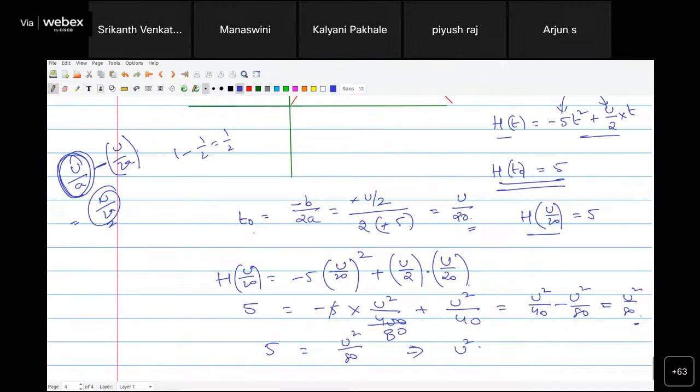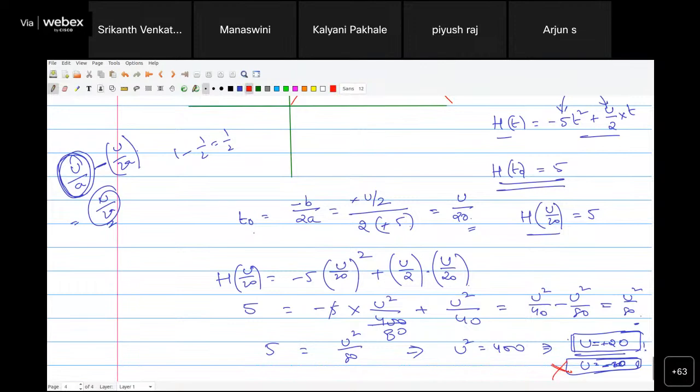From here you will get u square equals 400. From here we get either u is plus 20 or u is minus 20. So which one should we take? Plus 20.